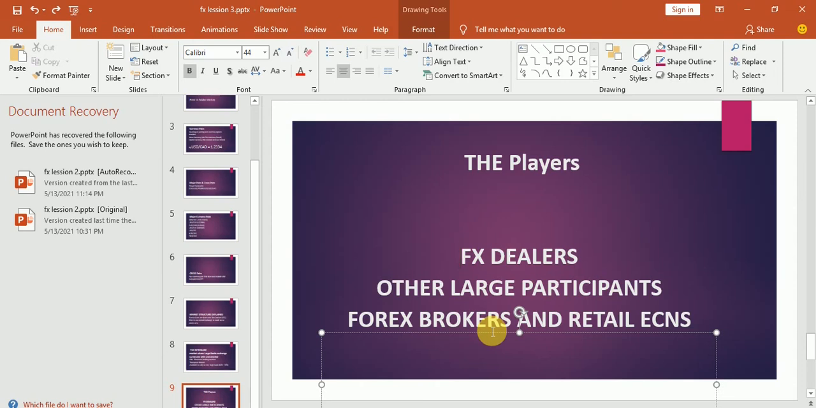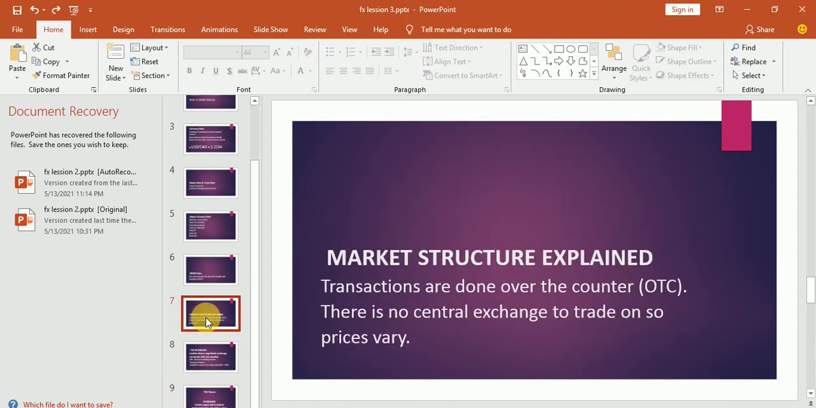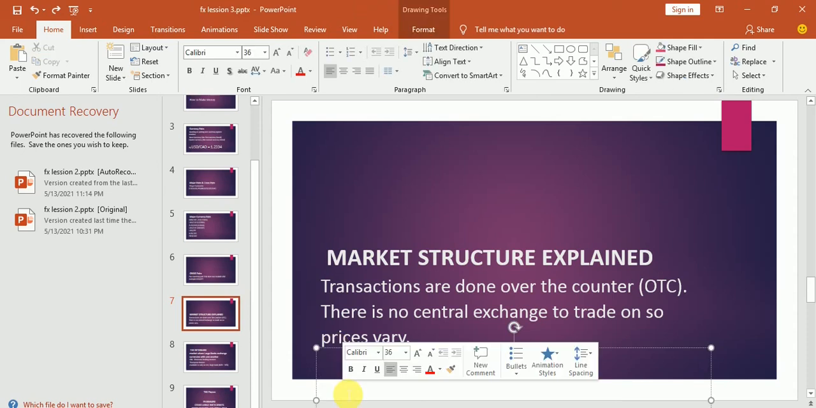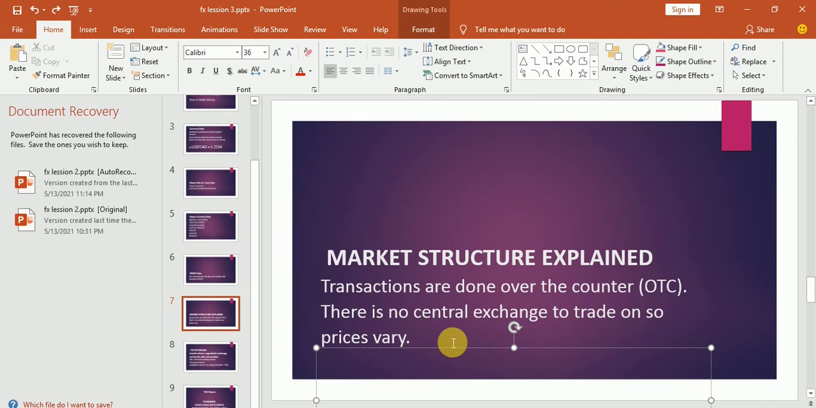And now it is left for the broker to tell me how I will trade through him. You understand? So when we are talking about this market structure here, this OTC, and we say that there is no central exchange to trade on, and because of that prices vary, I believe by now you understand exactly what I'm trying to explain. So this is left to you and your broker. There are brokers that will tell you that they are selling at this price, whereby another broker will tell you look at how much they are selling. This one will tell you look at how much they are buying. The other broker will tell you look at how much they are buying as well.